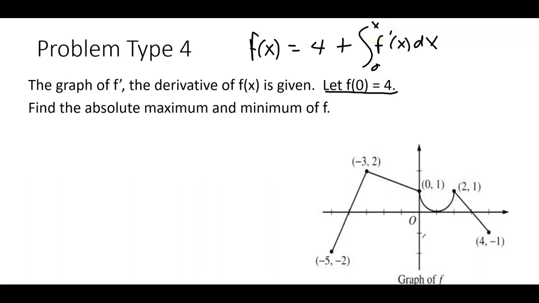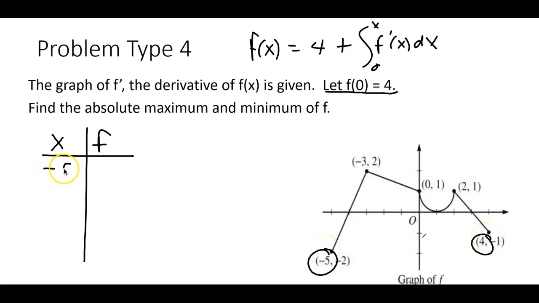So they want us to find the absolute min and max. So if you want to do that, you're going to put your input variable on the left, and whatever function you're trying to maximize, which in this case is the f, on the right. Now your candidates will be the left endpoint and the right endpoint. So we're going from -5 to 4. And we're looking for our critical values, which are those places where the function touches the x-axis. So we have here and we have here.